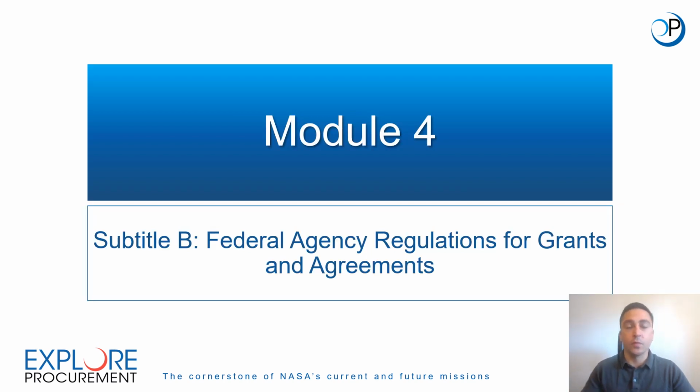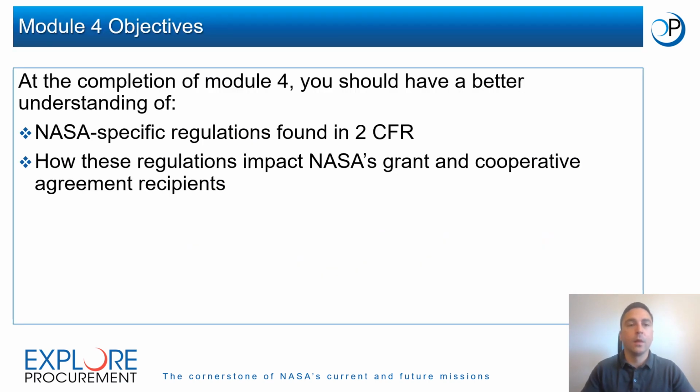So now we'll move on to Module 4. In Module 4, we'll discuss Subtitle B of Title II of the Code of Federal Regulations, which contains NASA's regulations for grants and cooperative agreements. At the completion of Module 4, you should have a better understanding of NASA's specific regulations found in 2 CFR and how these regulations impact NASA's grants and cooperative agreement recipients.